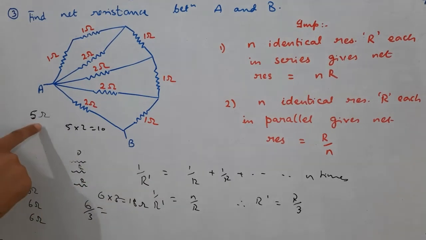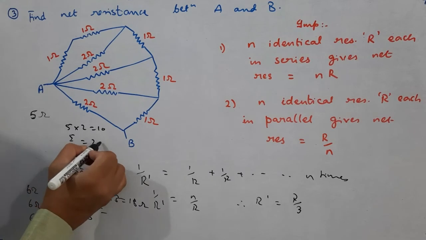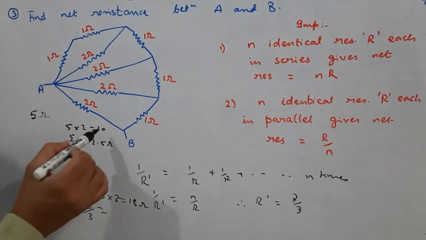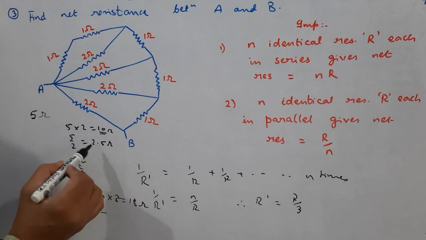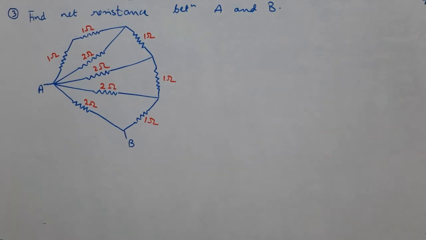But if they are connected in parallel, the net resistance will be how much? 5 by 2, that is 2.5 ohm. You can see in series the total resistance has increased, but in parallel the total resistance has decreased. Is it clear, students? Okay. With this in mind, let us proceed to solve the next question.